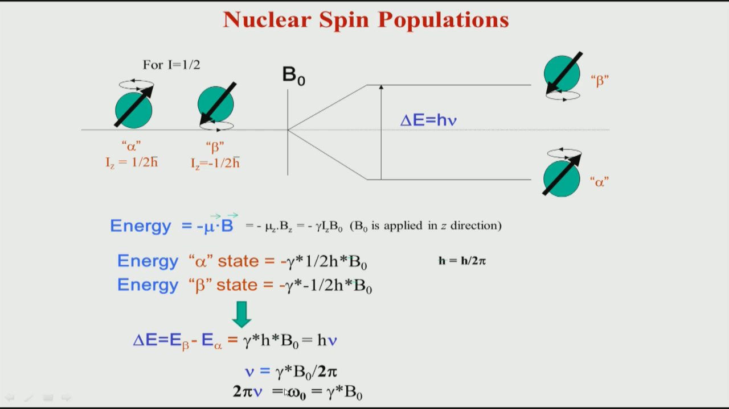So, this is a famous central equation in NMR, which we saw in the very beginning, where we see that the frequency of the excitation required to go from the ground state to the upper energy state is basically given by omega is equal to gamma B0. This is the most important relation in NMR.